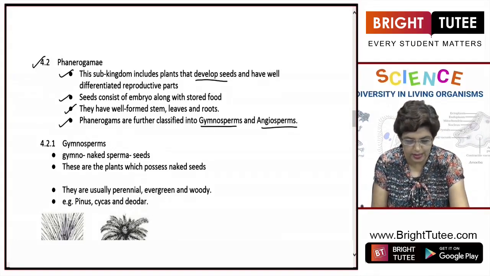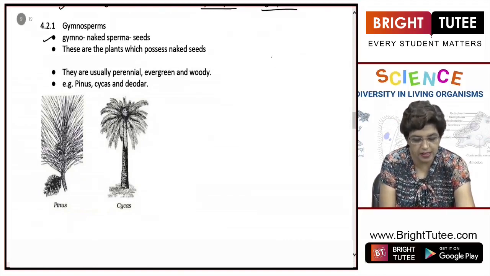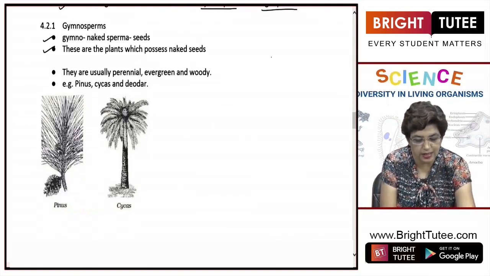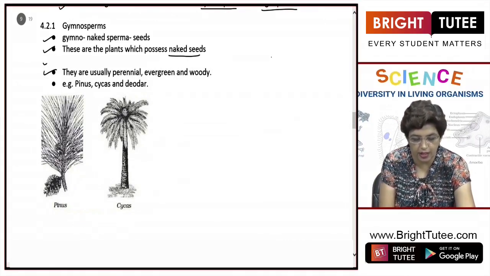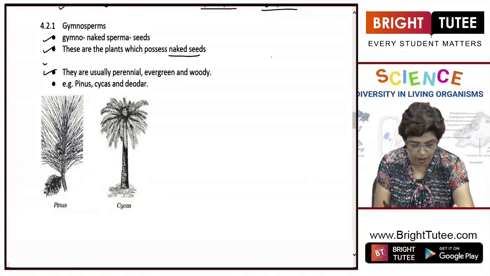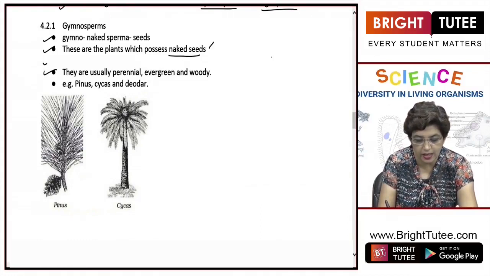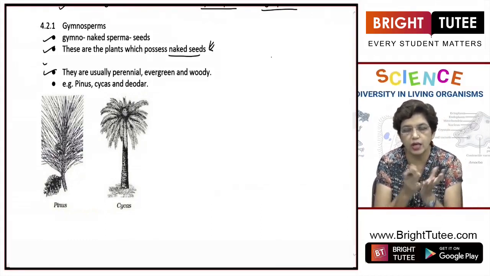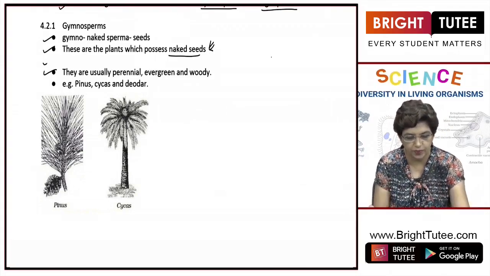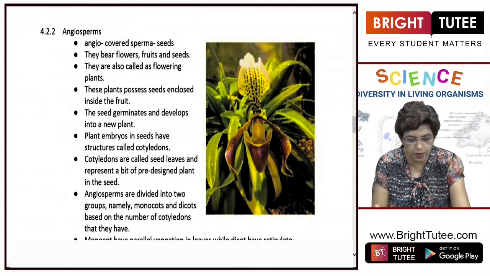So next is the gymnosperm. The word gymno means naked and sperma means seeds. So these plants possess naked seeds. They are usually perennial, evergreen and woody. Examples are pine, deodar, cycas, mostly these trees you can see in the hilly areas. Naked seeds means seeds are not enclosed inside the fruit. They are in the cones, they are exposed. So these are gymnosperms.